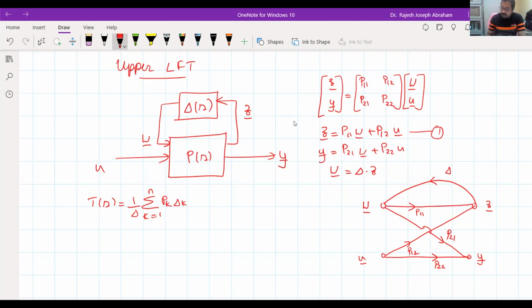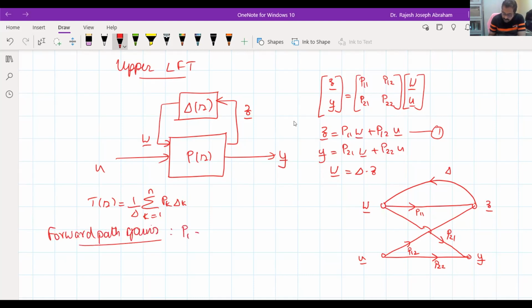How many forward paths are there? What do you mean by a forward path? A forward path is a path starting from the input node and terminating at the output node without crossing a node more than once. So how many forward paths do we have? We have 2 forward paths. Y is the output here, don't forget that. So, forward path gains.